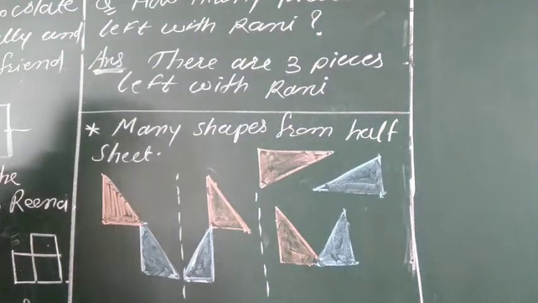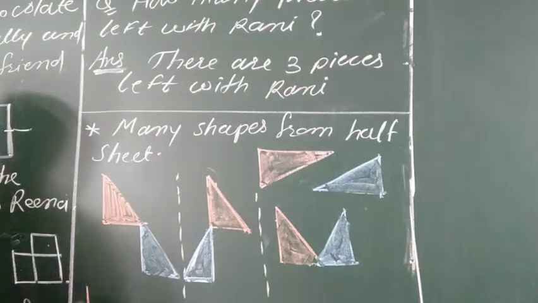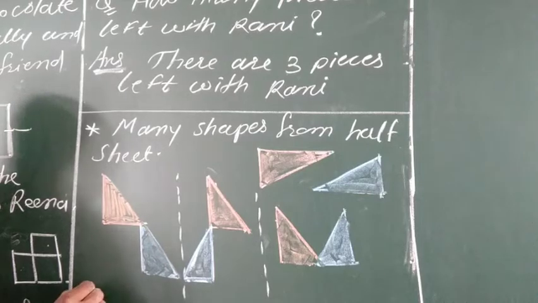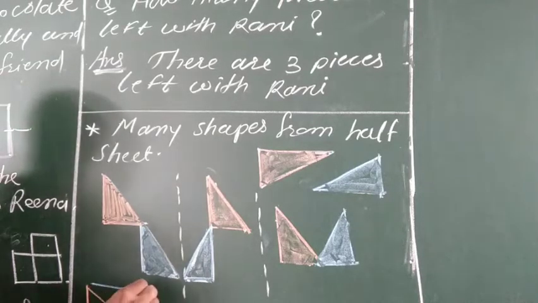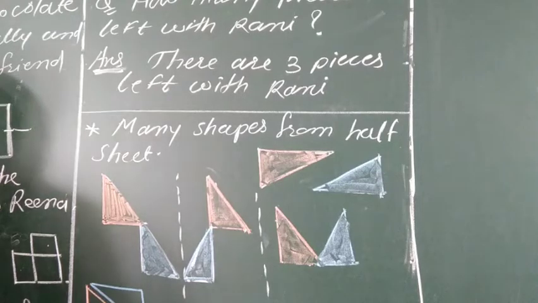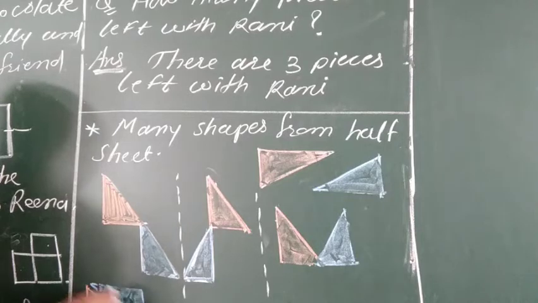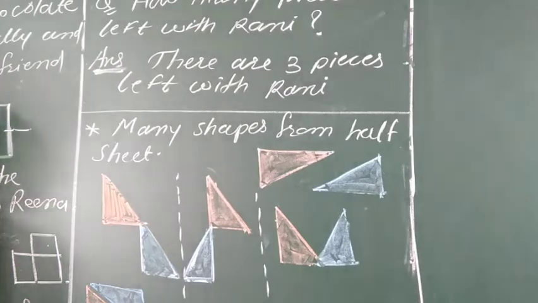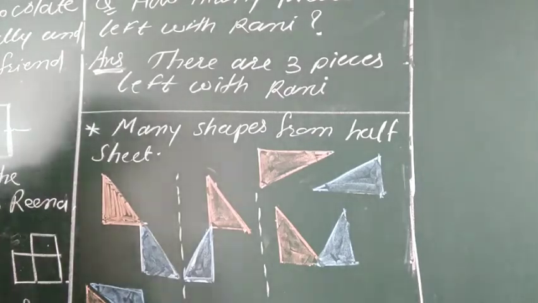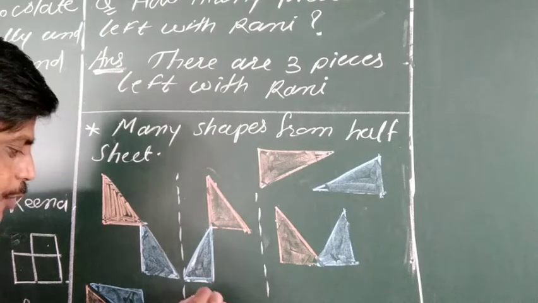Next, see, it is one more half. Like this. So when you join these 2 halves, your shape will be like this only here. Yes. Any other? So there are many different shapes. We will have to try with many shapes.